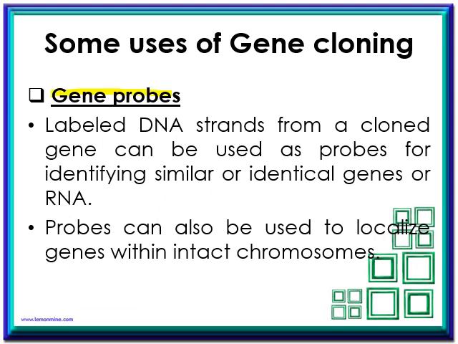So labeled DNA strands can be used as probes for identifying similar or identical genes or RNA, and they can also be used to localize genes within intact chromosomes.